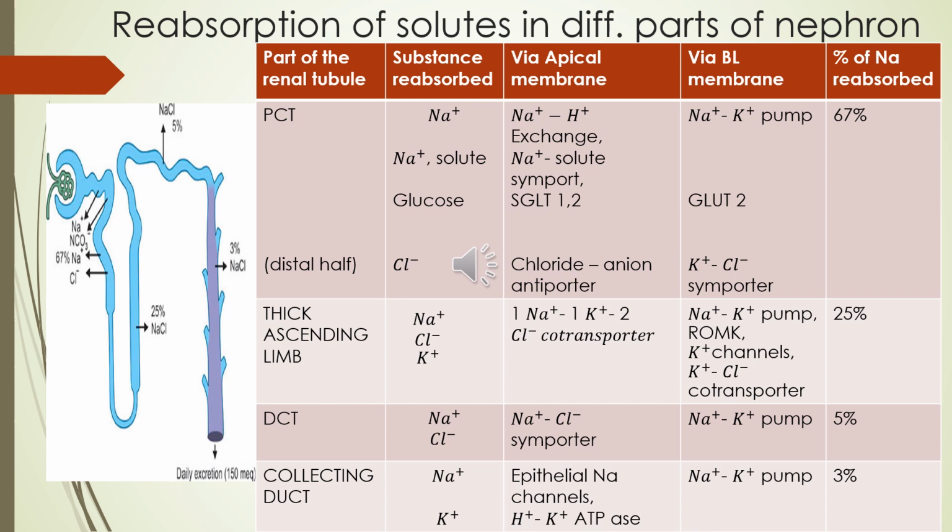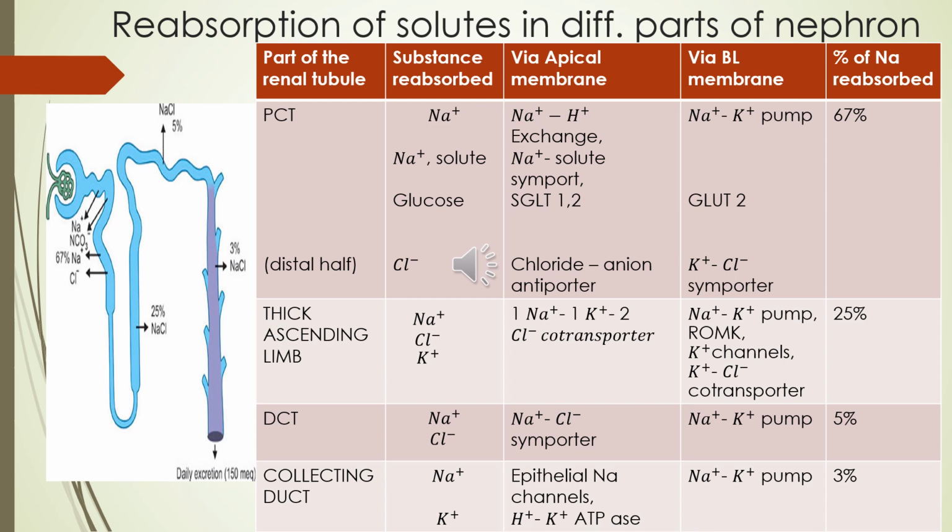So these sodium ions are reabsorbed by antiport and symport mechanisms. The antiport mechanism in the apical membrane is sodium-hydrogen ion exchange, and the symport mechanism is sodium-solute symport. Particularly for glucose, it is SGLT1/2 transporters. And in the basolateral membrane, there are sodium-potassium pumps, and for glucose, it is GLUT2 transporters.